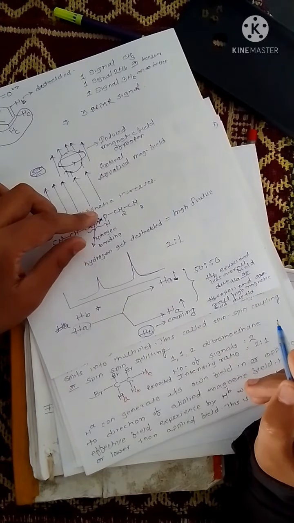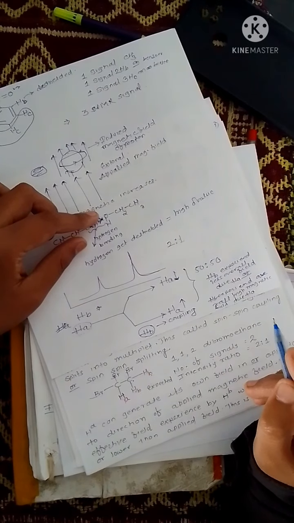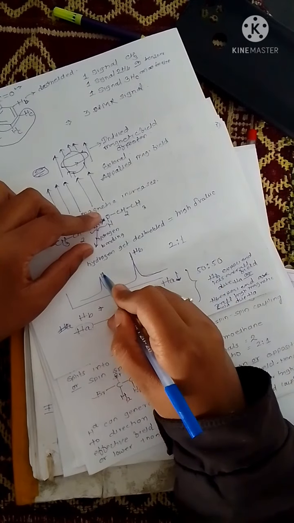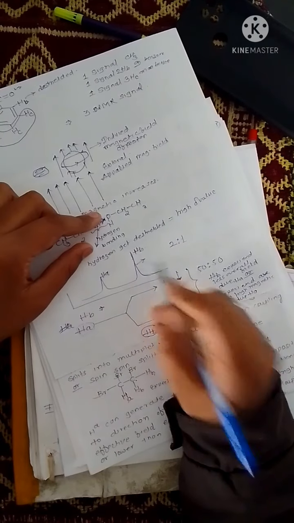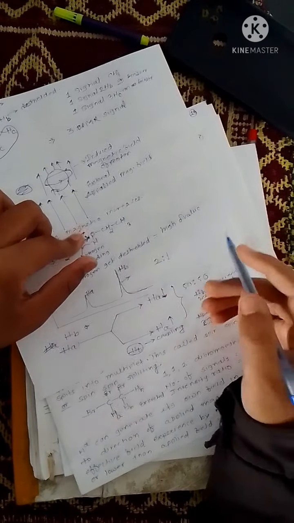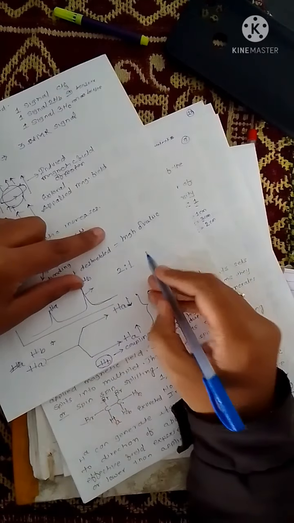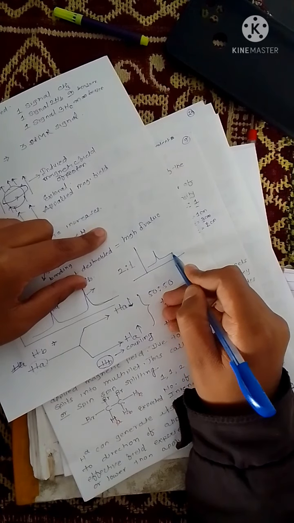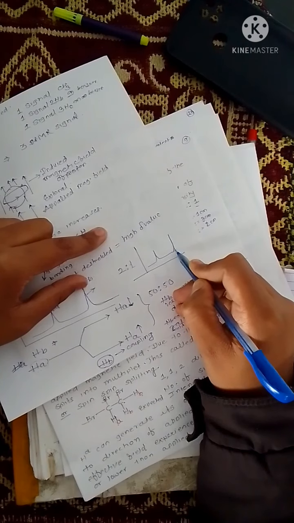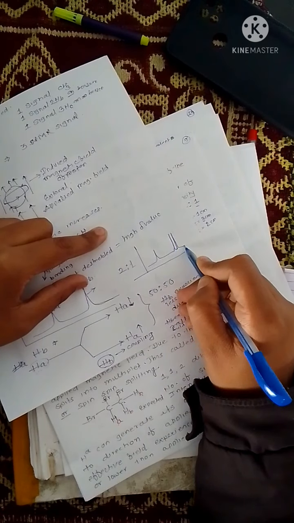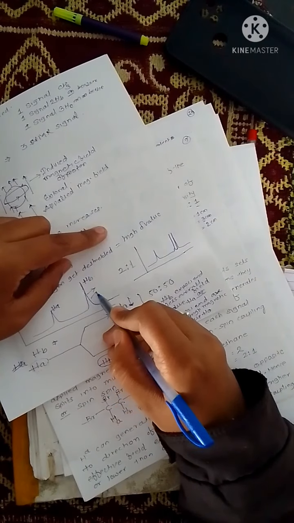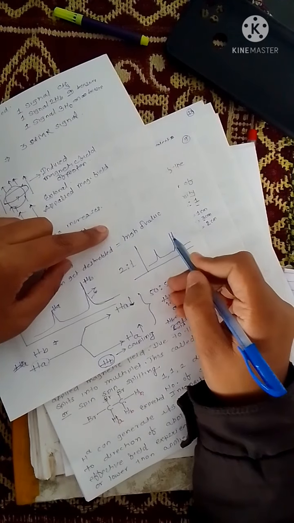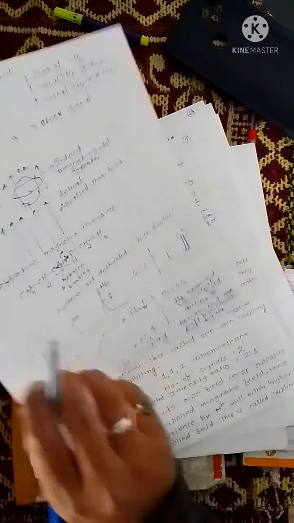Both are equally possible. So the signal of the Hb proton is split into two equal halves. So the single signal of the Hb proton is observed like this in a spectrum. So splitting of this signal, this peak, takes place like this.